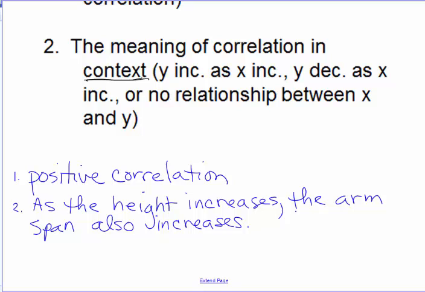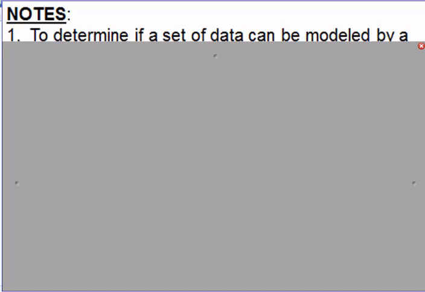So you're going to put in the context. Instead of an x and a y, you're going to see what it represents: height and arm span. Okay, so I put the words in place of the letters so we know what it represents. That's how you would answer the question about correlation. All right, so these are some notes, things to remember, kind of a guide to doing it, and then I think I have an example on the next page.